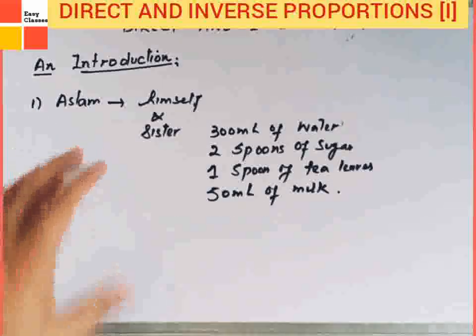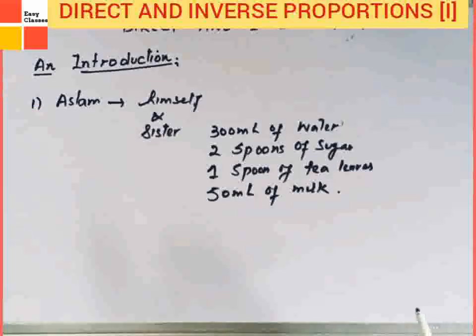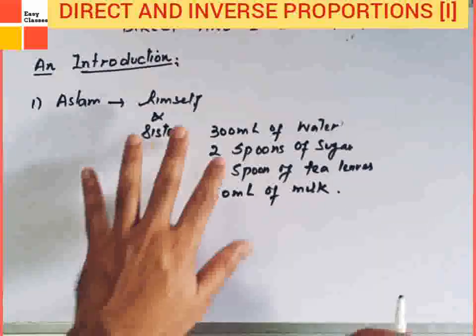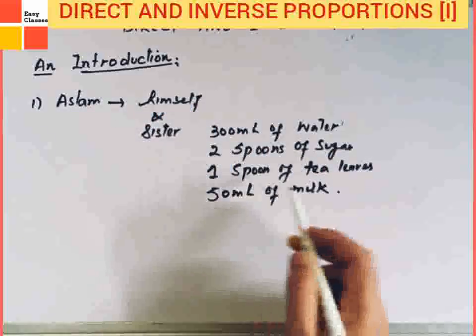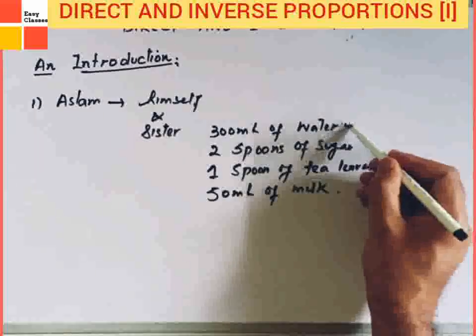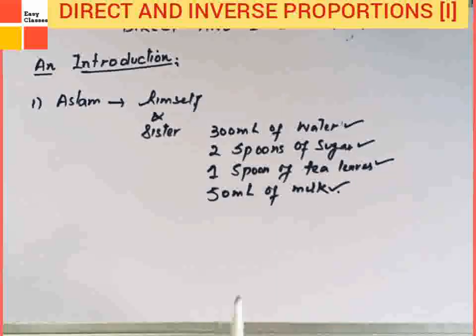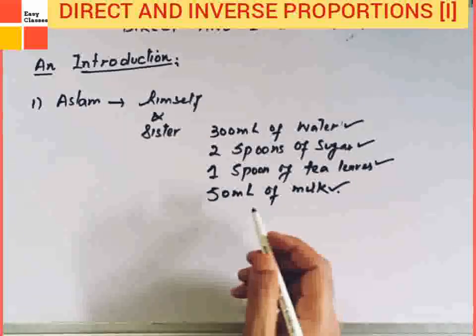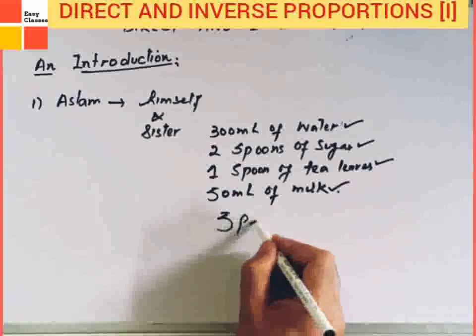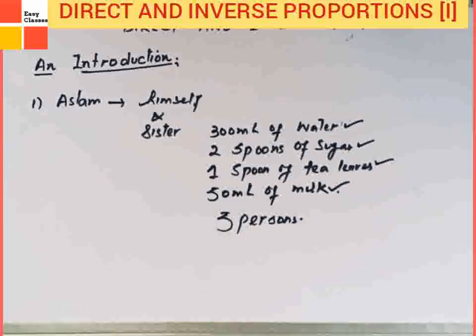Say a friend of yours, Aslam, prepares tea for himself and his sister. For that tea, he consumed 300 ml of water, 2 spoons of sugar, 1 spoon of tea leaves, 50 ml of milk. Now, can you tell me how much quantity of each item he will need if he has to make tea for 5 persons? So this is a situation where you need the concept of direct and inverse proportions.